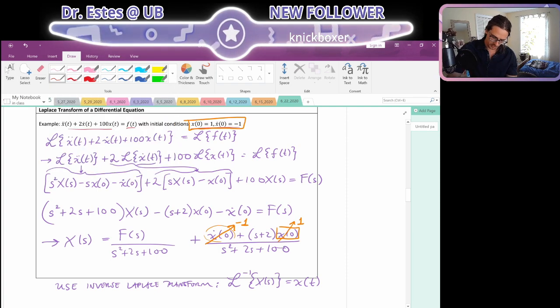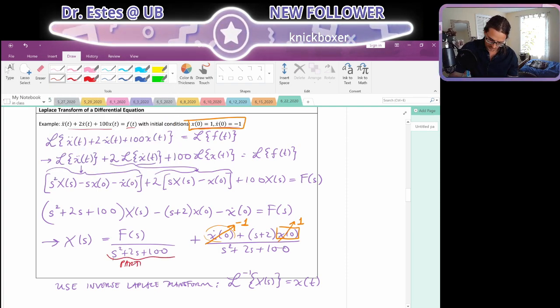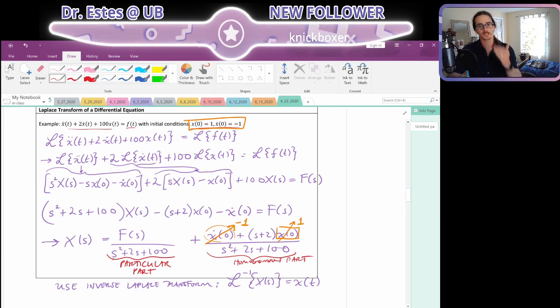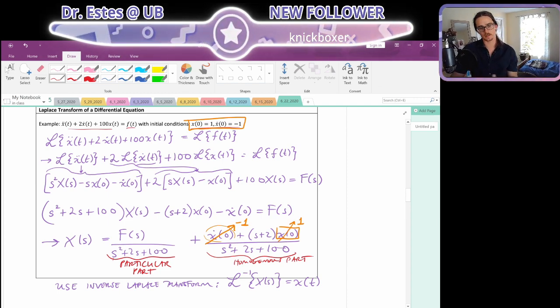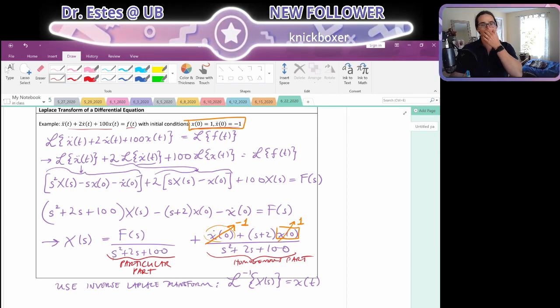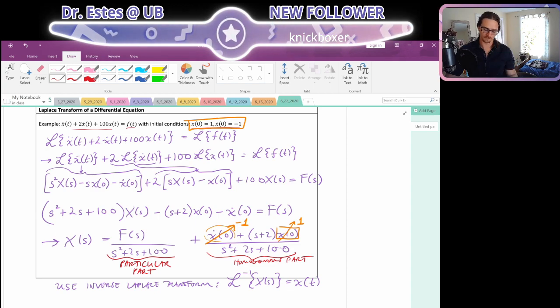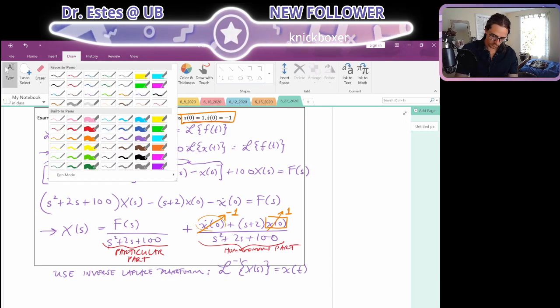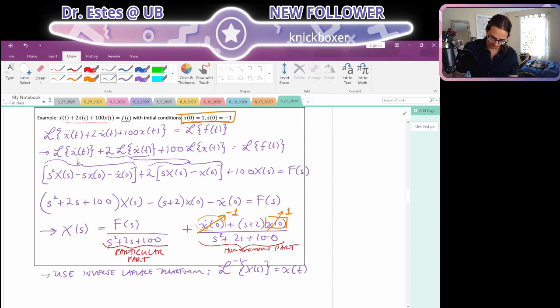But I broke this into 2 parts just to show you. This is the particular part. This is the homogeneous part right here. So if you took the inverse Laplace transform of the thing on the left, you'd get the particular solution. You could do it on the thing on the right, get the homogeneous solution, and it'll give you x of t. But for now, we're not going to do this.